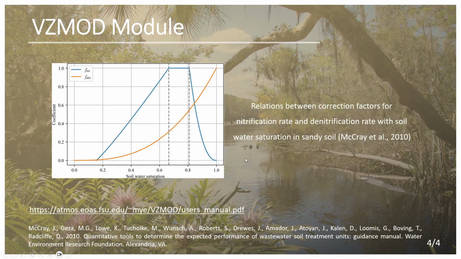Okay. In our model, the relation between soil water content and the correction factor is shown in this figure. For nitrification, the correction factor increases and then decreases as soil water content increases. A simple explanation is that nitrification requires both water and oxygen. So there is an optimal soil water content level where the correction factor is 1. But for denitrification, oxygen is not needed, so the rate increases with soil water content.